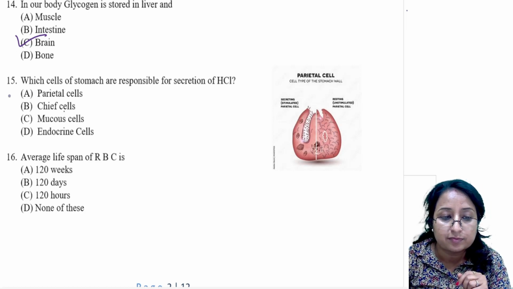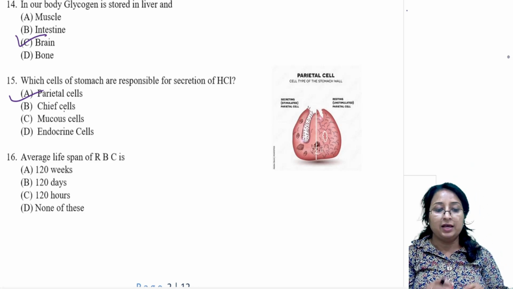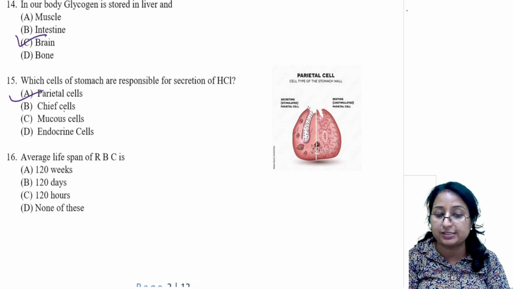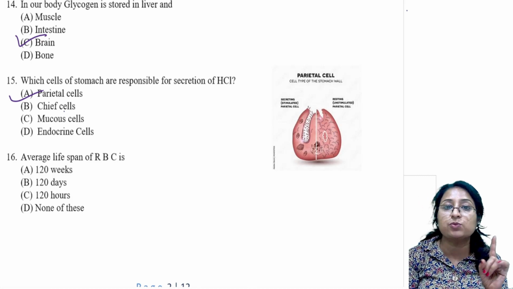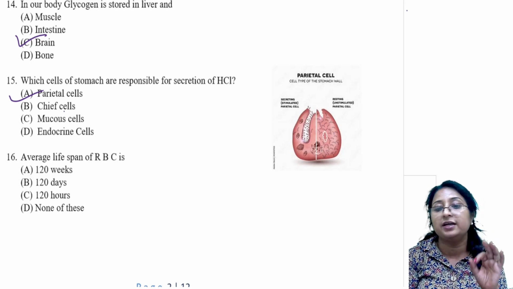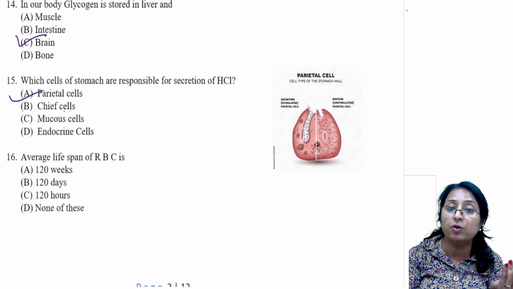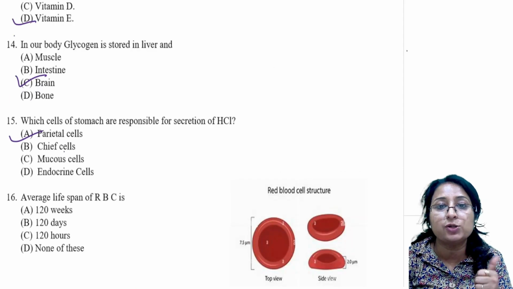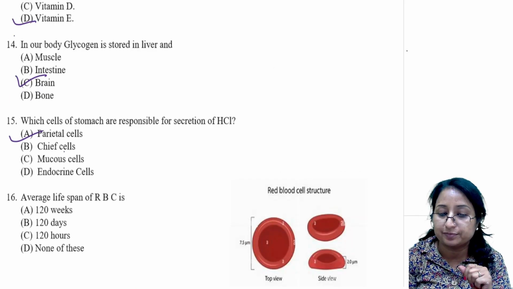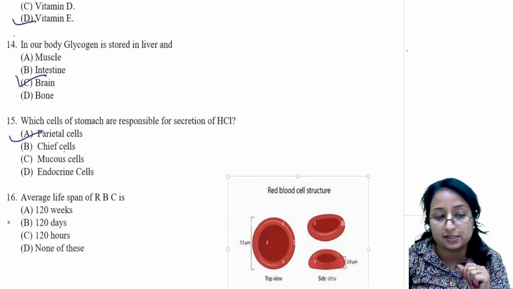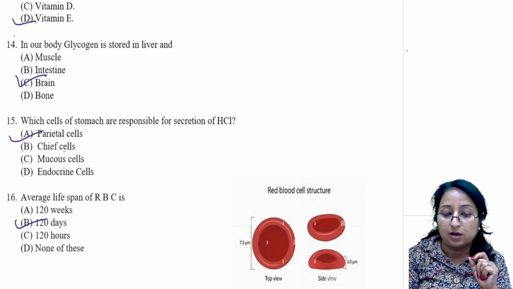Yes, I hope your preparation is going well. Average lifespan of RBC. Important and easy questions yet. So 120 weeks, 120 days, 120 hours, none of these. RBC: if you are reading about RBC, then read very clearly. There are some more questions connected to RBC. The answer will be 120 days or weeks or hours? Yes, tell me the answer. Exactly, the answer is 120 days. Okay, the average lifespan of RBC is 120 days.